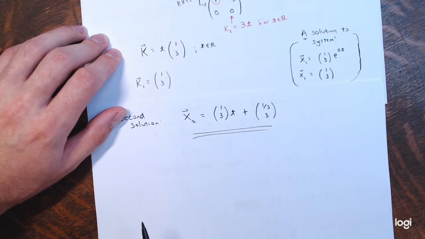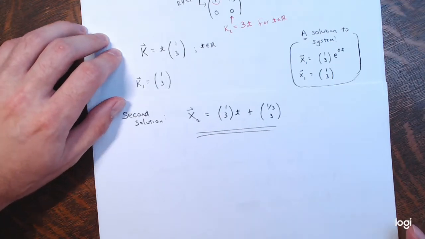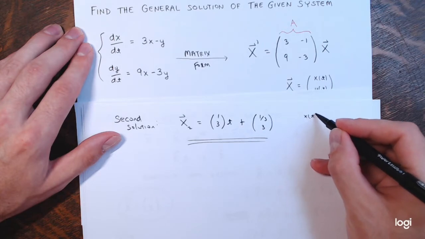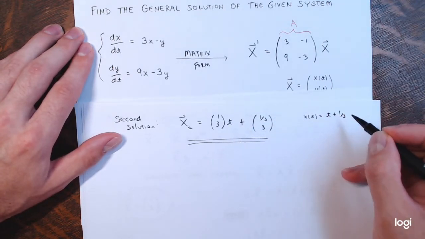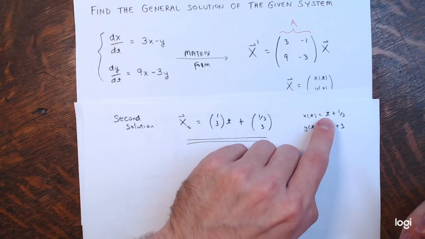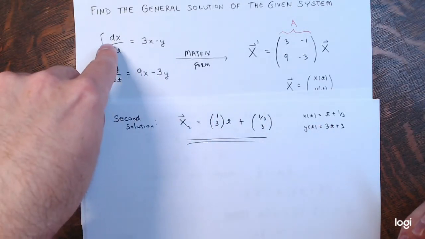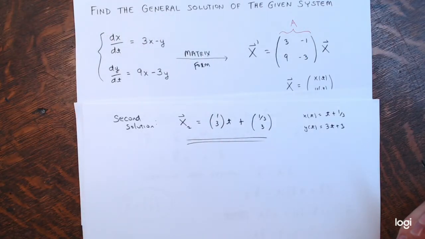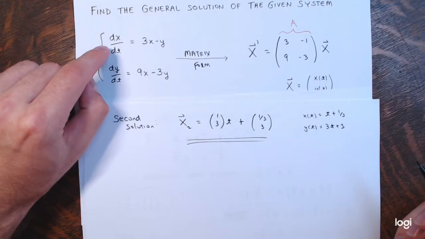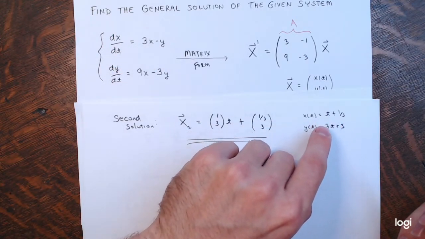That would be another solution. And again, you can verify that that's a solution by going back to the original system and having x of t be t plus 1/3, and having y of t be 3t plus 3. And you would see that 3x minus y would be equal to the derivative of x. Would that work out? dx/dt would be 1. 3x would be 3t plus 1 minus that.